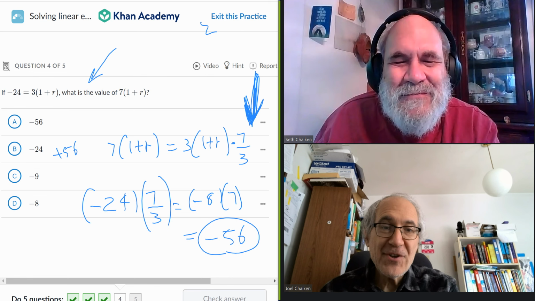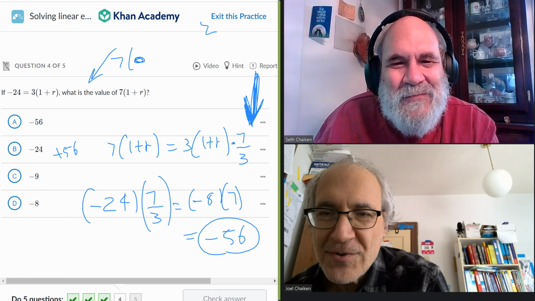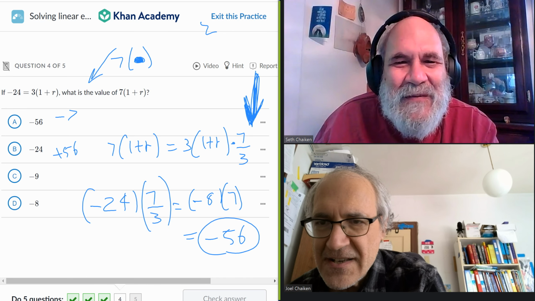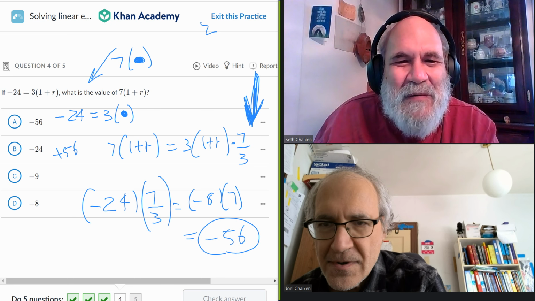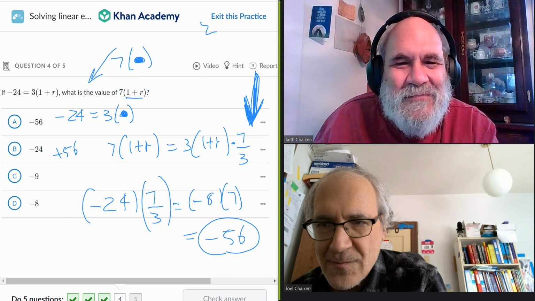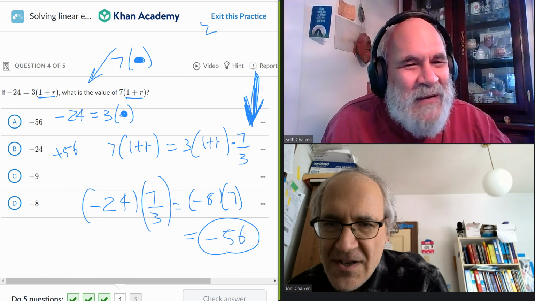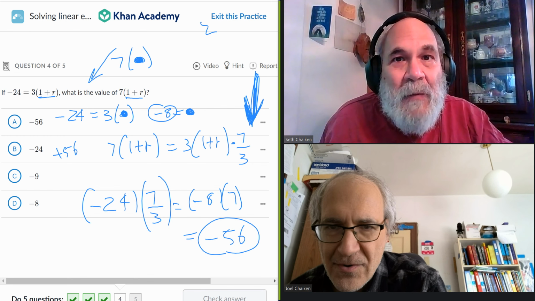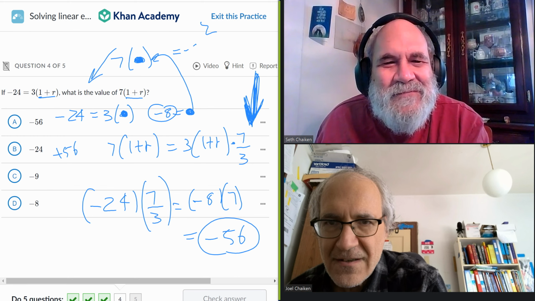The other way to view it is they're also doing 7 times, let's say, a blue stone. They want 7 times a blue stone, and they're telling you that negative 24 is equal to 3 times that blue stone. So what we're really solving for is 1 plus r. We don't really care what 1 plus r is. It could be a blue stone. So the blue stone here is negative 8. So they want 7 times your blue stone: negative 8 times 7 is negative 56.